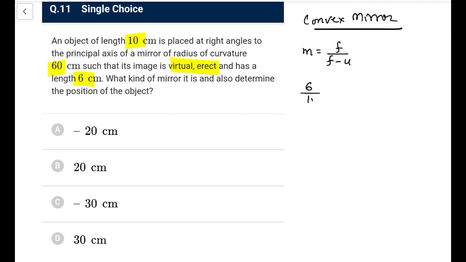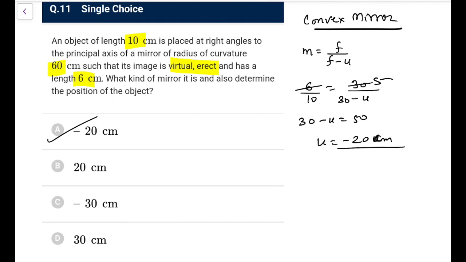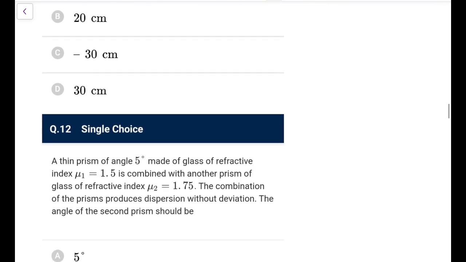So magnification is plus 6 by 10 because it is a virtual and erect image. F is plus 30 because it is a convex mirror, so 30 upon 30 minus u. So what you will have, this would be 5, so 30 minus u is equal to 50, so u comes out as minus 20 centimeters. So minus 20 centimeters, go with option A in this case.